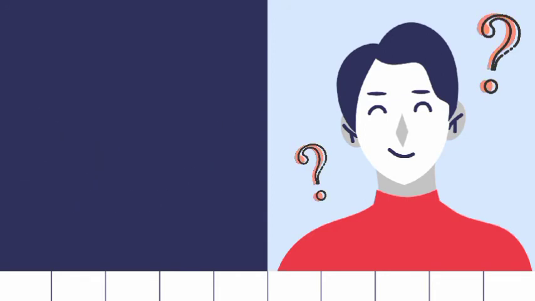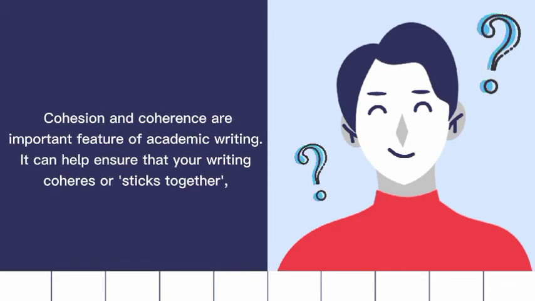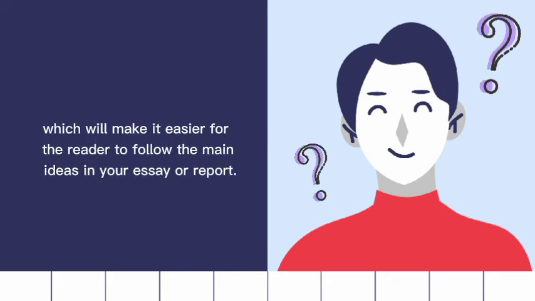Another property is the cohesion. Cohesion and coherence is an important feature of academic writing. It can help ensure that your writing coheres or sticks together, which will make it easier for the reader to follow the main ideas in your essay or report.